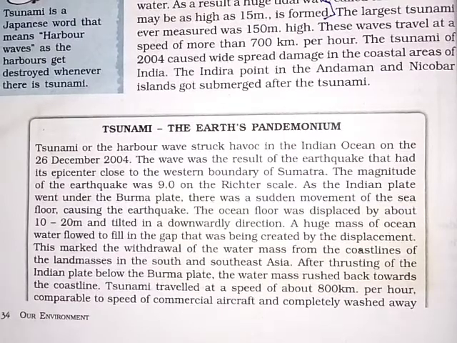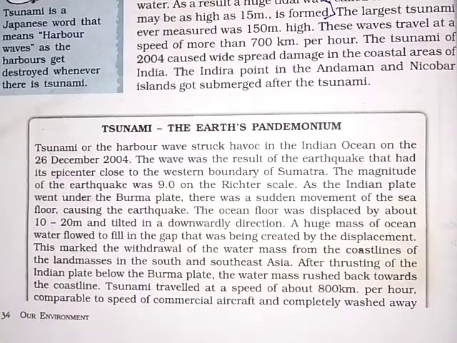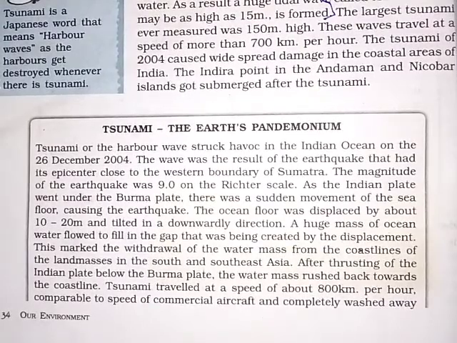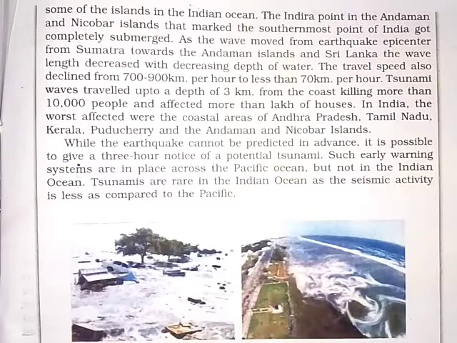After thrusting of the Indian plate below the Burma plate, the water mass rushed back towards the coastline. The tsunami traveled at a speed of about 800 km per hour, comparable to the speed of commercial aircraft, and completely washed away some of the islands in the Indian Ocean.